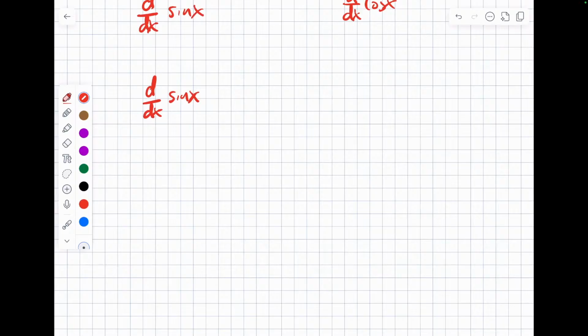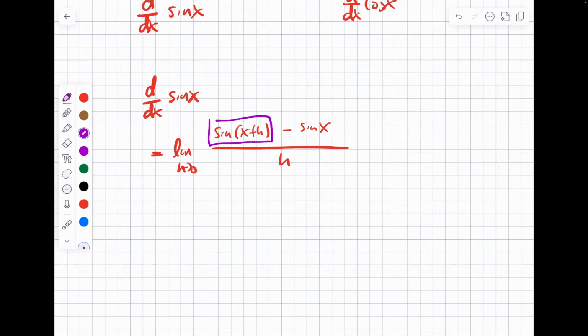So the derivative of sine of x is basically saying the limit as h approaches 0 of sine of x plus h minus sine of x, over h. It looks pretty innocent, but we're going to make this more complicated. First of all, you cannot distribute the sine into the x and h. What are you supposed to do here? Think about it. What can I do here, using some of the things that we learned in the past?